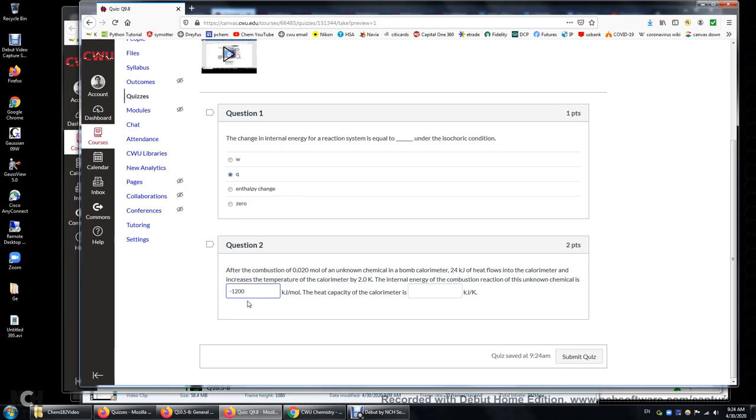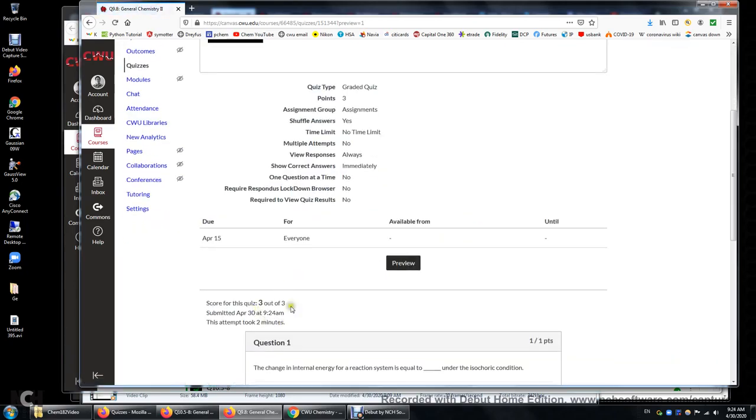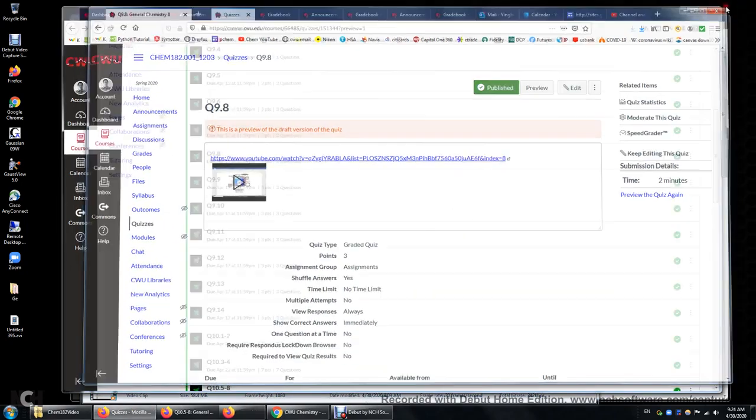Now the heat capacity of the calorimeter. The calorimeter absorbs this much heat, 24 kilojoule heat. Its temperature increases by 2 Kelvin, so 24 divided by 2, that's 12 kilojoule per Kelvin. Pay attention to the units. 3 out of 3. Let's move on.